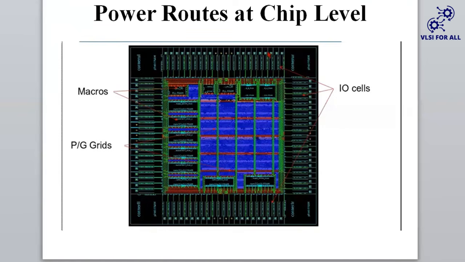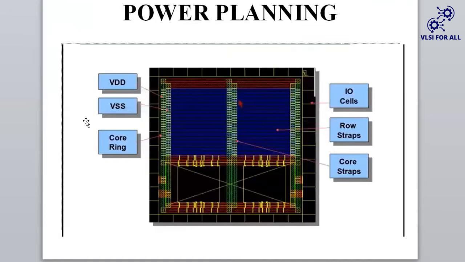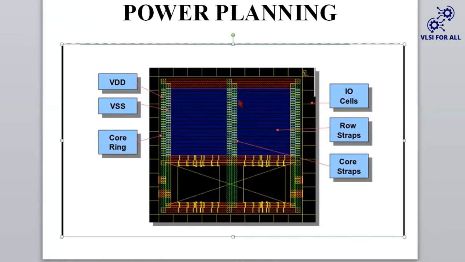Next, this is what power planning is all about, and it involves VDD, VSS straps, core rings, IO cells, row straps, and core straps. Let me explain one by one how power has been distributed in the design. This is just a picture. Let it be, and later on I'll explain each and everything in detail.